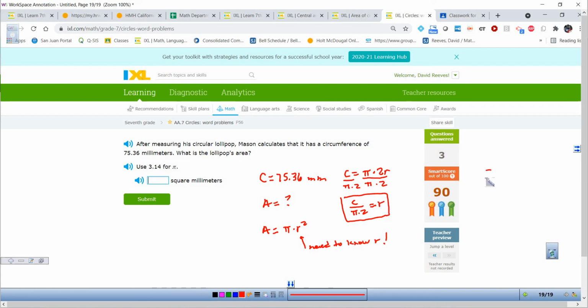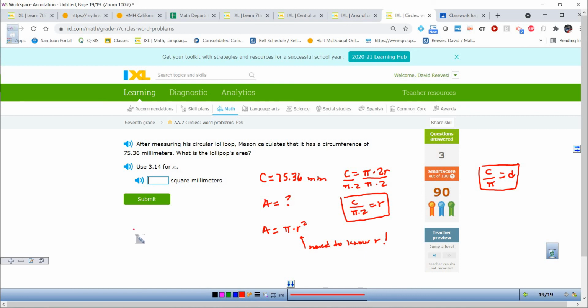And if you're doing another problem where they give you the circumference and they ask you for the diameter, the circumference divided by pi is equal to the diameter. So these are a couple formulas you should add to your other formula list. Finding the radius from the circumference and finding the diameter from the circumference. If they give you the circumference and ask you for the area, you need to find that radius. All right, so here we go.